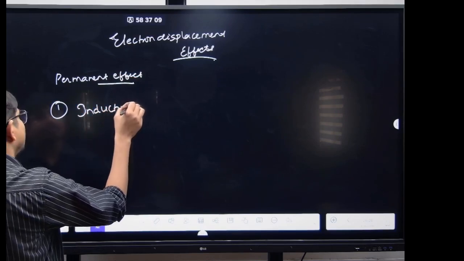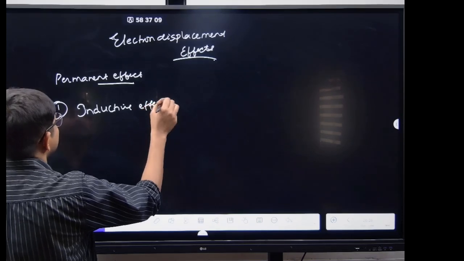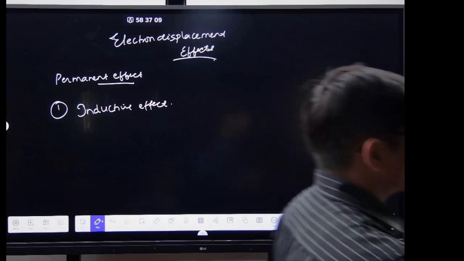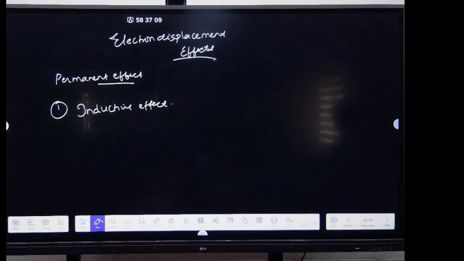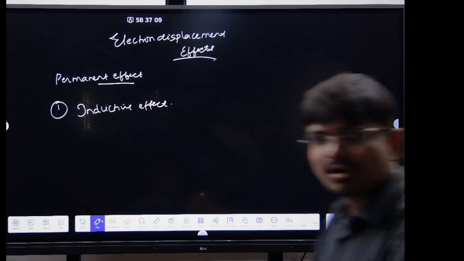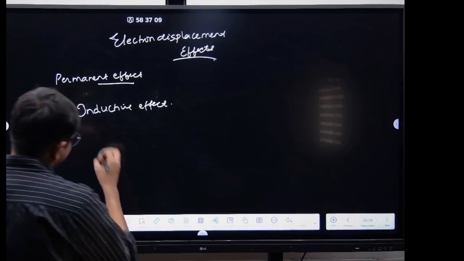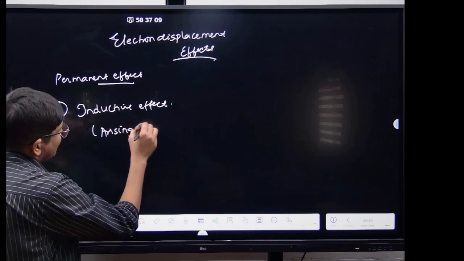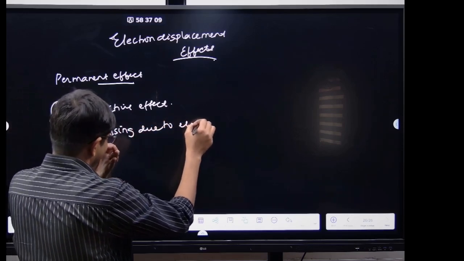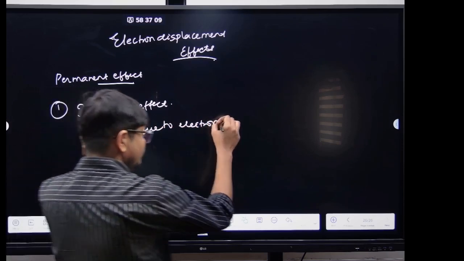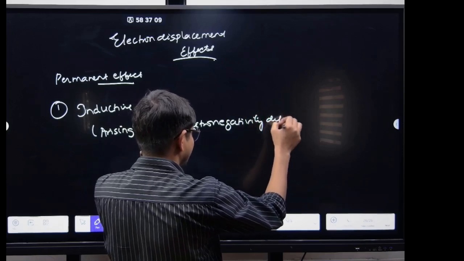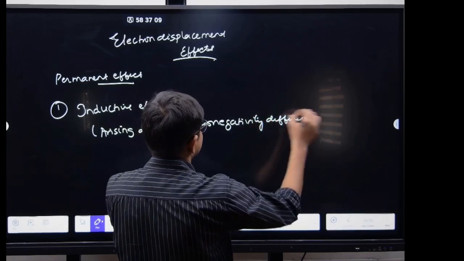Inductive effect का मतलब क्या होता है समझो यहाँ पे. What do you mean by the inductive effect? It is arising due to polarity in the bond. It means it is arising due to the electronegativity difference. How is it arising? See, it is arising due to electronegativity difference. Got it?